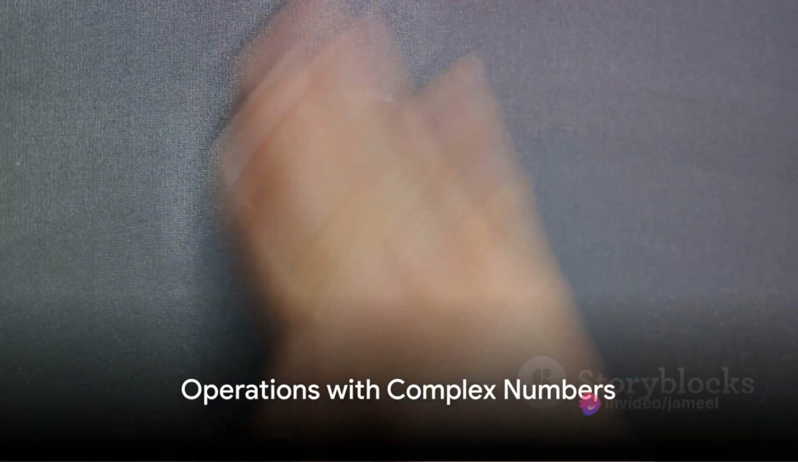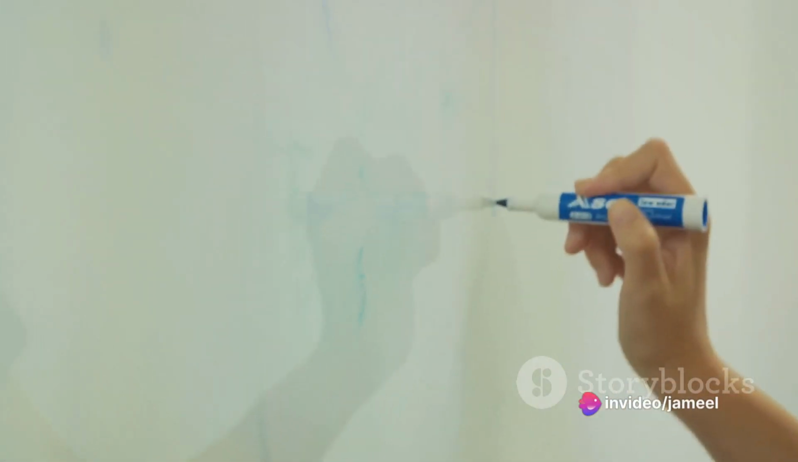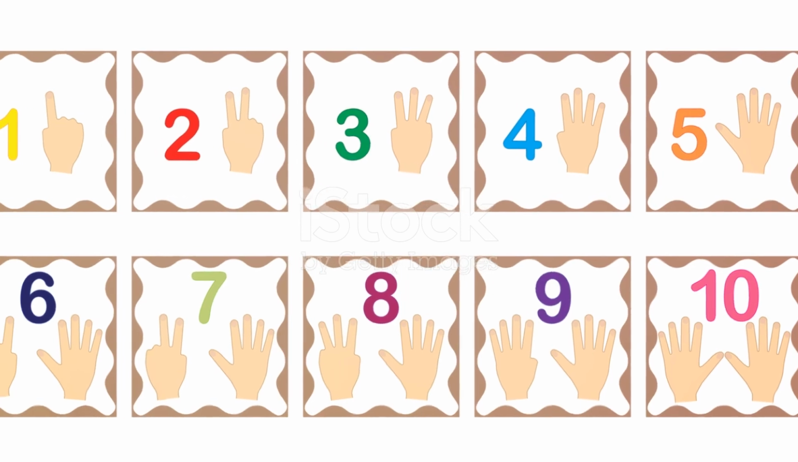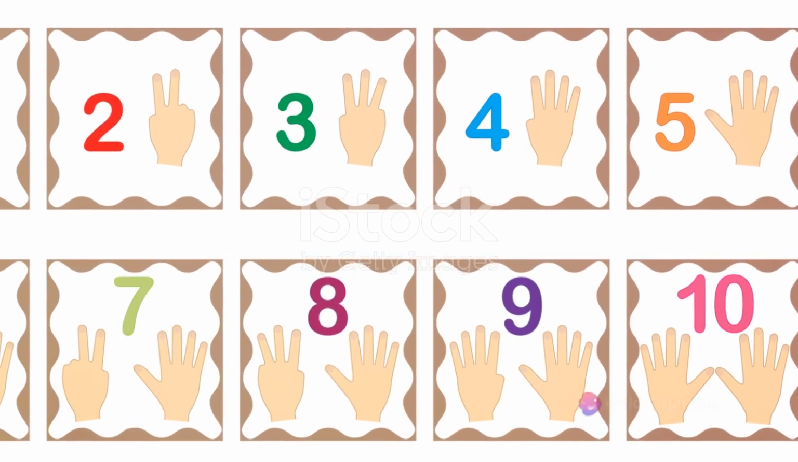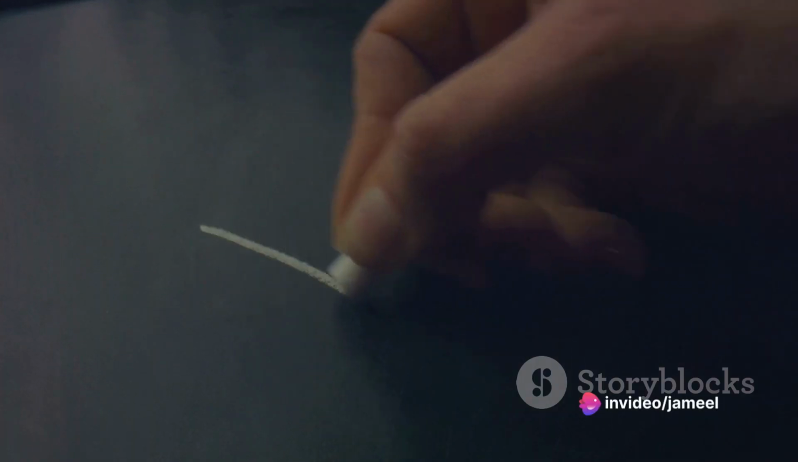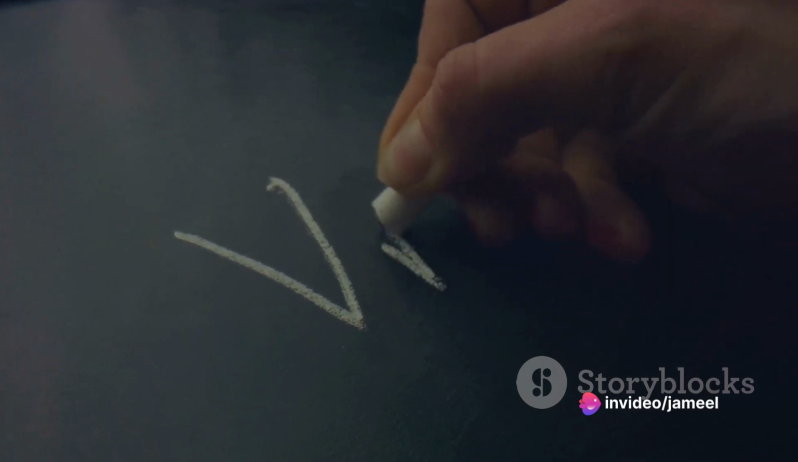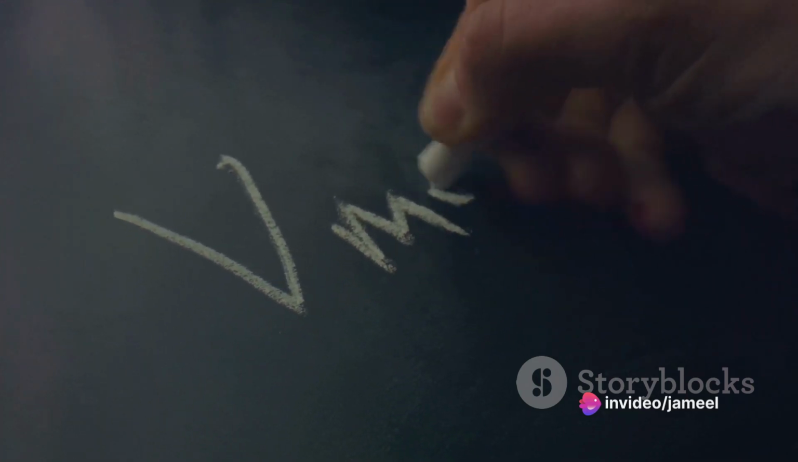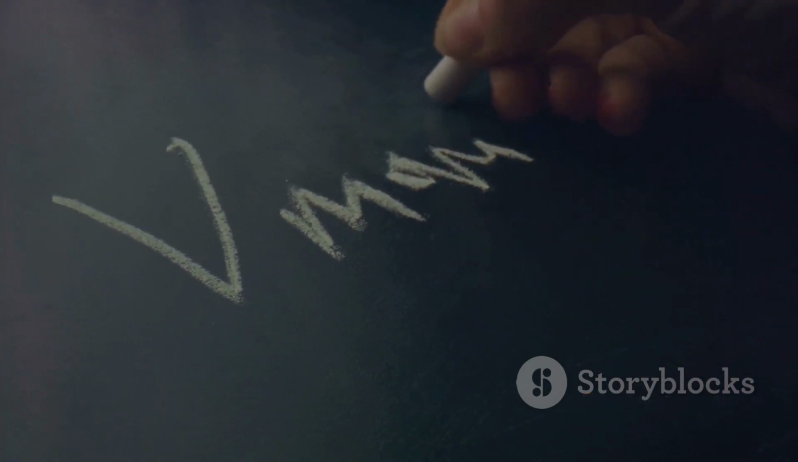Complex numbers are not just for show. They can be added, subtracted, multiplied, and divided, just like real numbers. Now let's dive into the world of operations with complex numbers. When you're dealing with these, the letter i is more than just a letter. It's an essential player. And its most important rule? i squared equals -1.